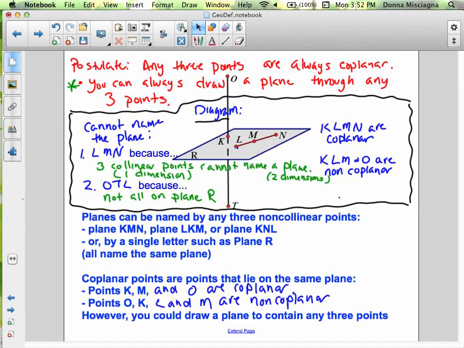K, L, M, N, and O are non-coplanar, because now I'm going in 2 different directions. Right? I've got the points that are on this flat surface, and now I've got a point above it. Right? There's no way to connect them all in one single plane.